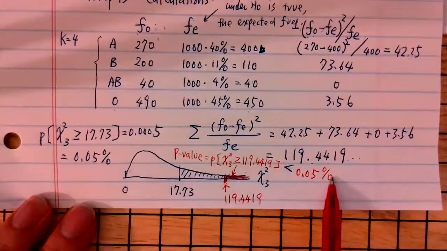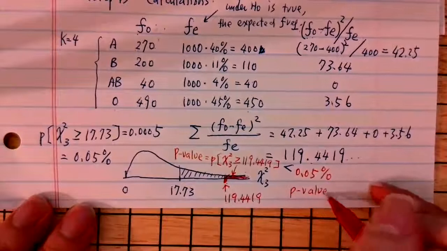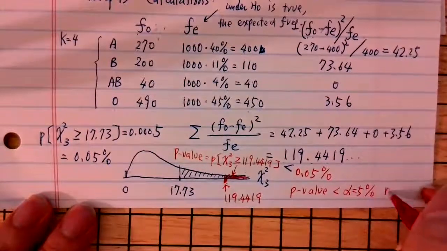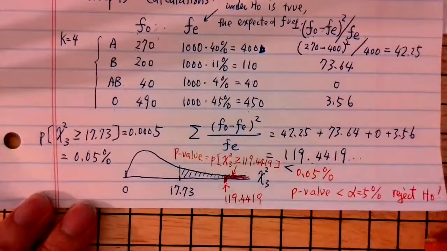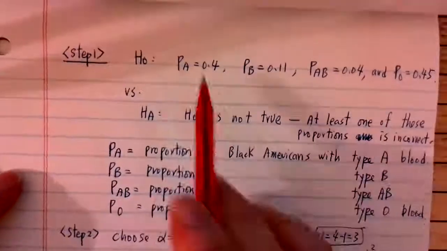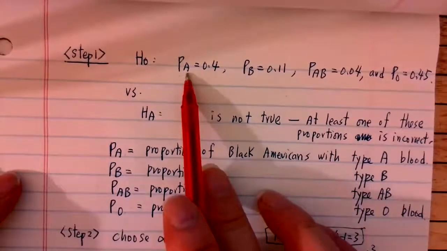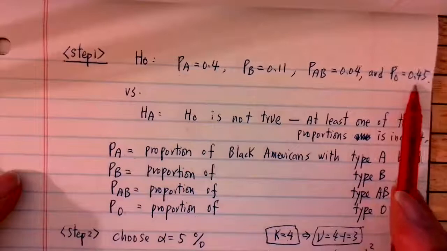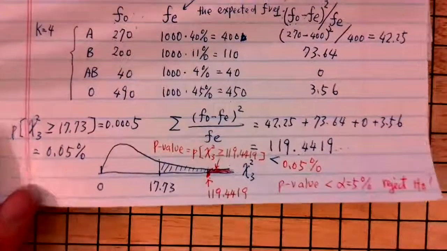So the p-value is definitely smaller than alpha equal to 5%. So we're going to reject H naught. Reject H naught means we're not going to believe it is true. We don't think Black people's blood type distribution is the same as white Americans'. So this is the detailed calculation procedure, showing you how to find the p-value.